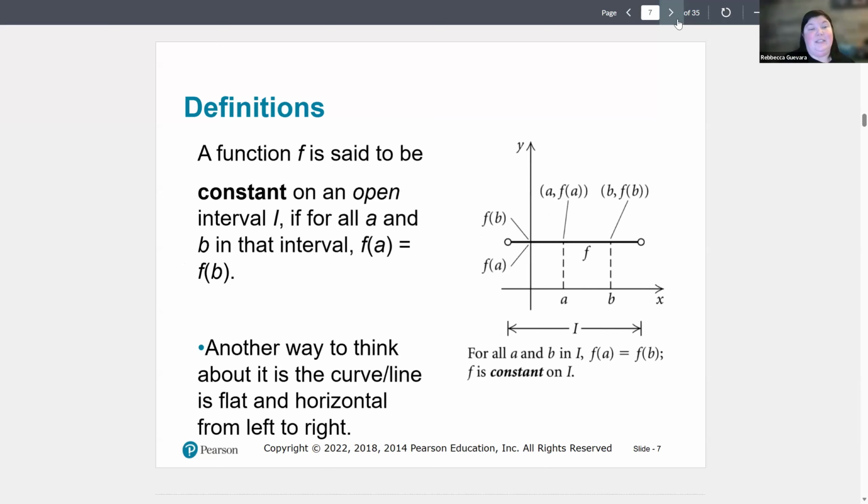If a function is said to be constant on an open interval I, then for all A and B in that interval, it doesn't matter if A is less than B, B is greater than A, or less than A, any of that. If we're constant on that interval, f of A should be equal to f of B. So my function value stays constant.